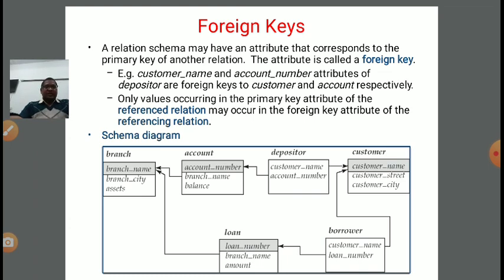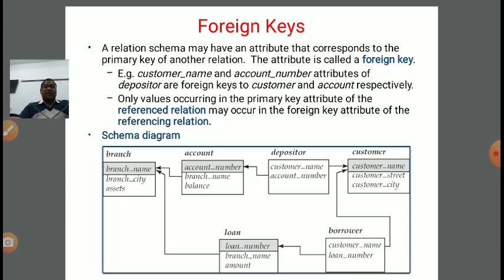So a relation schema may have an attribute that corresponds to the primary key of another relation. That attribute is called a foreign key. The primary key of another table used as a normal attribute in the current relation is called a foreign key.